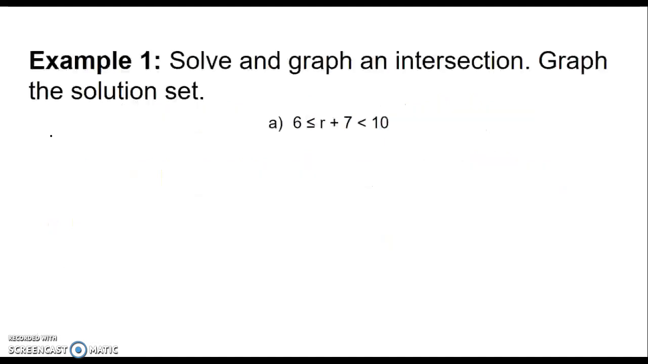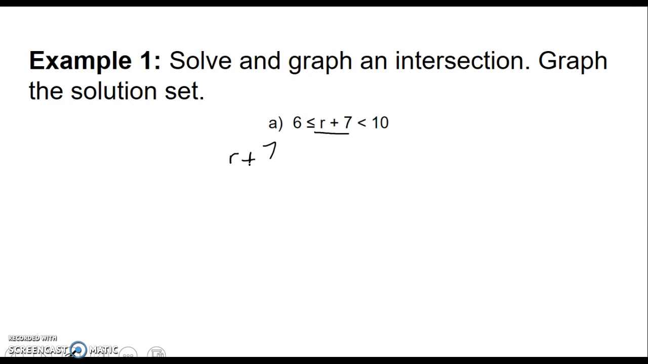You're welcome. All right, so example 1, solve and graph an intersection and graph the solution set. If I read this inequality to you, it says 6 is less than or equal to r plus 7, which is less than 10. So what I'm going to do is split this up into two inequalities. So I'm going to take that r plus 7 and write it in two separate inequalities.